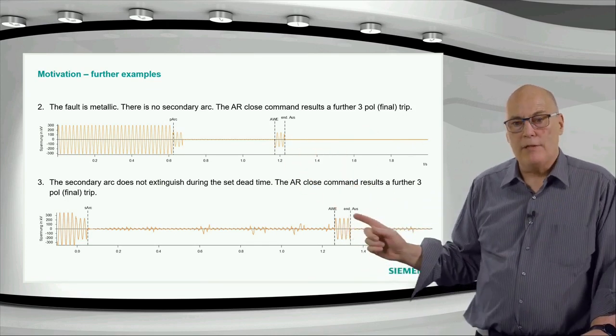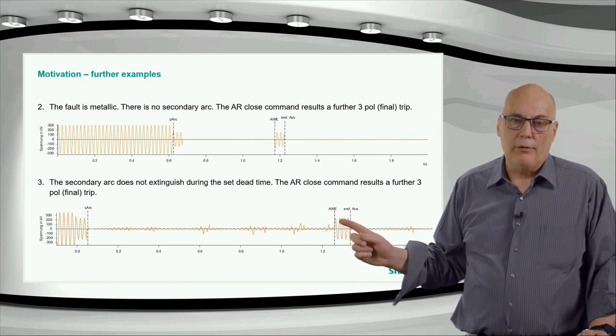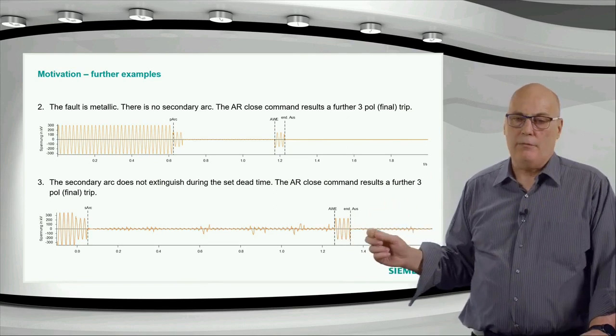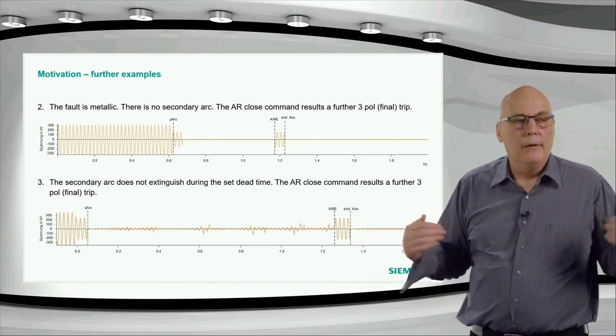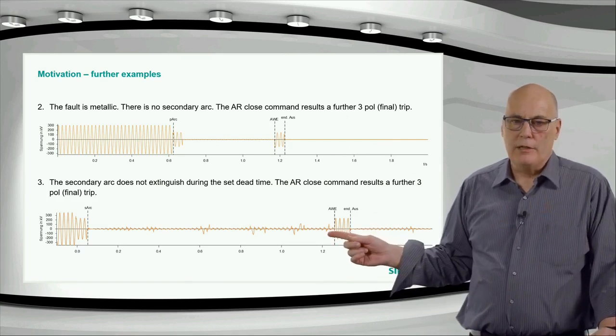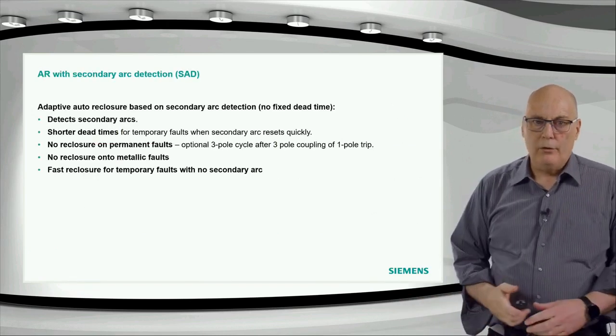Here, it's interesting. You have a secondary arc. It is an arc fault. If you had changed here to a 3-pole trip, then the 3-pole auto reclose would most likely have been successful. Because remember, during the 3-pole trip, there's no more capacitive coupling into the switched off feeder. There's no secondary arc on a 3-pole fault. Those are the 3 conditions.